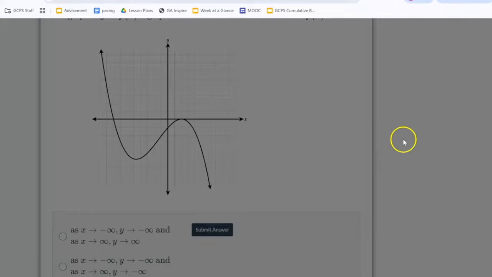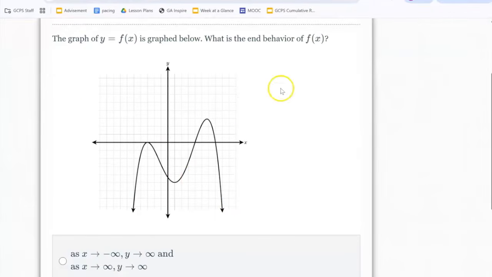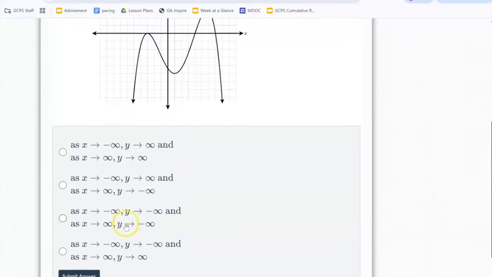All right, this one gets a little bit confusing for you for some reason. So I'm going to do a few. This one I don't even need to do because what's happening on my left side? It's going down, and on my right side, it's going down. So they're both going down. Down to where? Negative infinity. So that's what I look for.